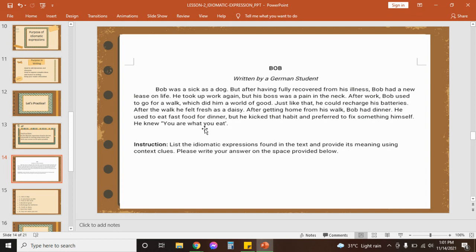I don't know. Okay, it's okay. You are what you eat means that it is healthy to eat good food in order to become healthy or to become fit. So this is maybe his principle in life now, that he doesn't want to eat fast food for dinner or for his entire life, because if he really did eat fast food, then maybe he cannot recharge his energy, or he might feel sick every single day. So his new principle now is you are what you eat.